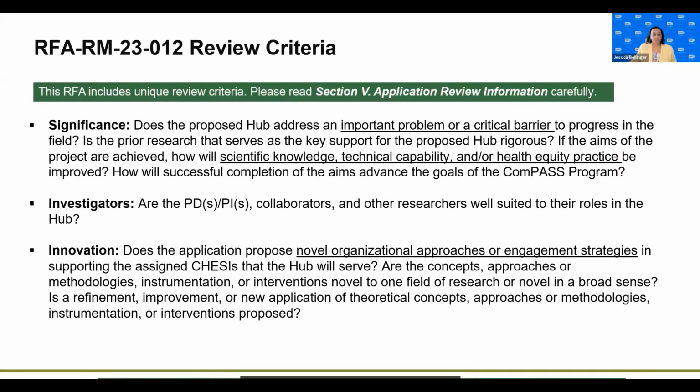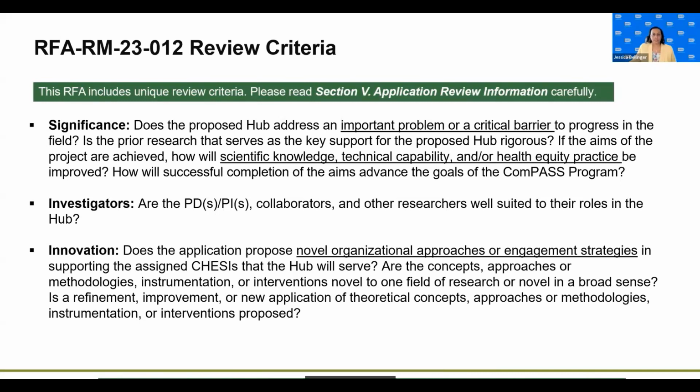For the innovation criterion, what's novel about the project's engagement strategies, methods, theoretical concepts, or interventions? And specific to this RFA, what is the likelihood that resources generated by the hub will be innovative and ready for rapid uptake by other hubs or components of the ComPASS program?